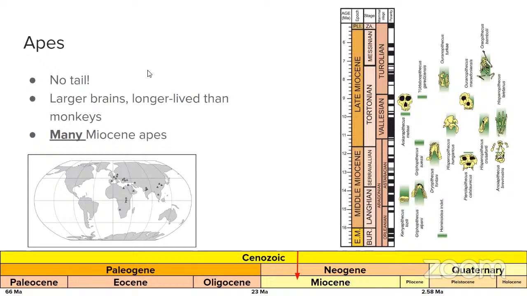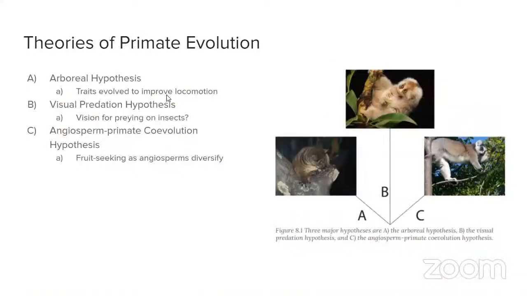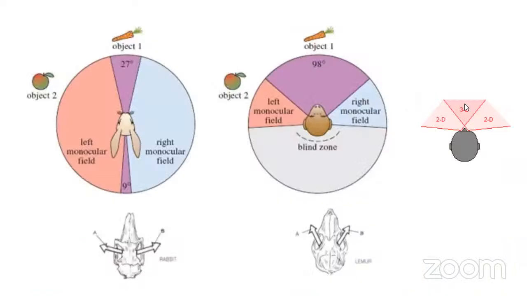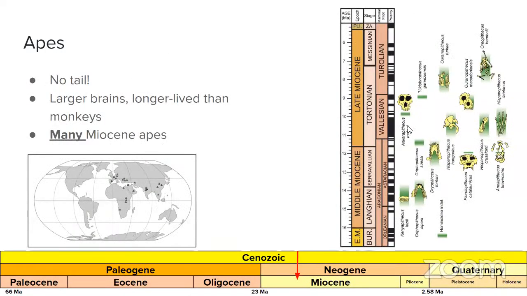But a characteristic of apes is that they have no tail. They're getting larger, and as they get larger, our apes have larger brains. They're longer lived than our monkeys. So actually, I'm going to scroll way back to that phylogeny at the beginning. All right, so our New World monkeys and our Old World monkeys, and the apes are coming out of the Old World monkeys, basically, the split here. Okay, so we see a loss of the tail, we see expansion of the brain, and we see a longer lifespan as this is happening.